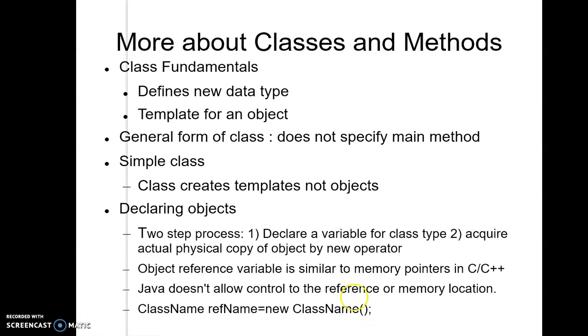So the creation of the object follows two steps. The first one is we have to create a reference variable. On the next line we can write reference variable equal to new class name.